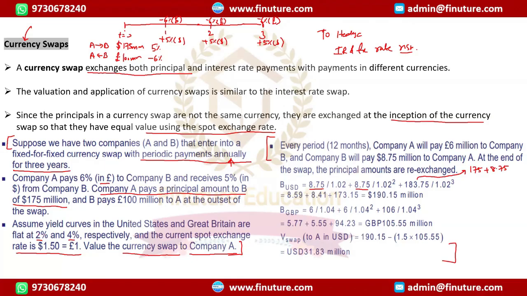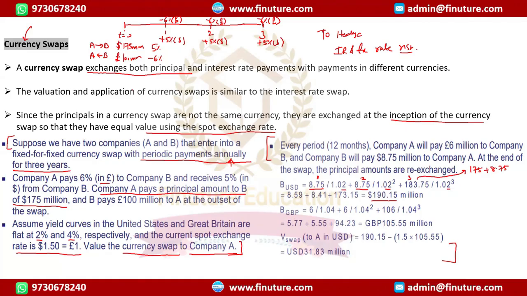And we were told that the interest rate for USD is fixed. So you will discount all these year 1, year 2, and year 3 cash flows at 2%, 2% from second year and 2% from third year. You will add these up, the discounted values, and you will get $190 million approximately. Now let's come to this leg of pound.